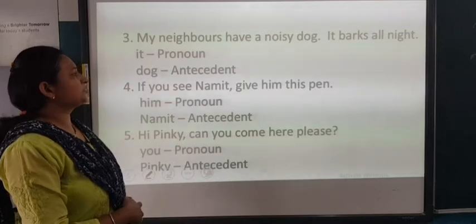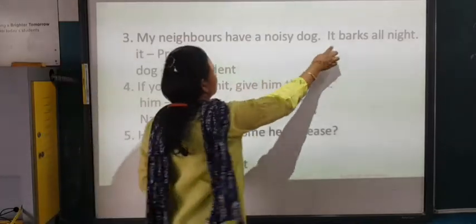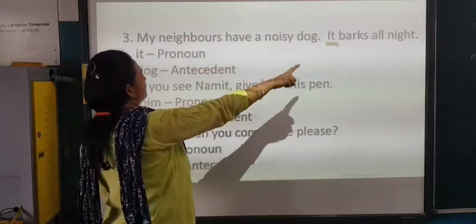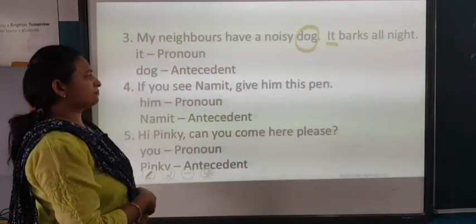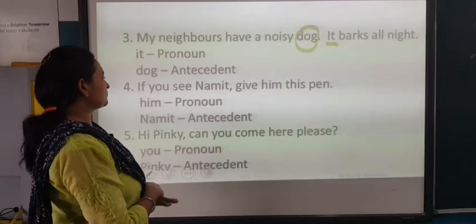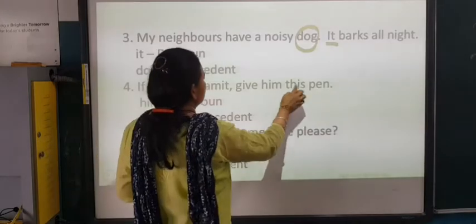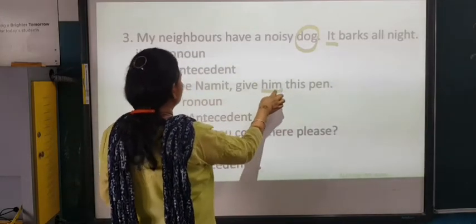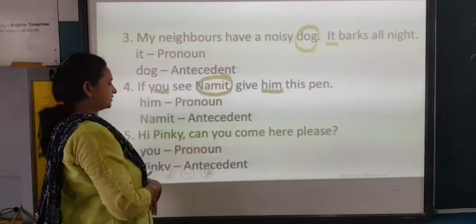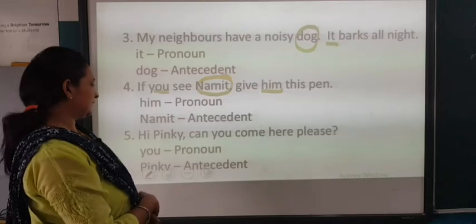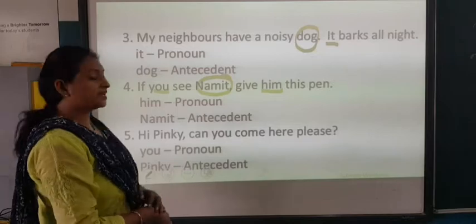My neighbors have a noisy dog. It barks all night. Now where is the pronoun? It. It is a pronoun and it is actually talking about this dog. So dog is the antecedent. If you see Namit, give him this pen. Now where is the pronoun? You is also a pronoun, and him. So the main pronoun here is him and it is talking about Namit. So Namit is the antecedent. Hi Pinky, can you come here please? So here you is the pronoun and you is talking about Pinky. So Pinky is the antecedent.